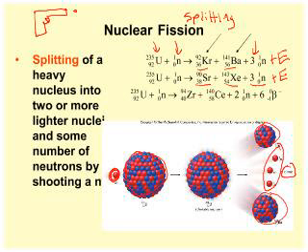So what are always the products of nuclear fission? Smaller nuclei, neutrons, and energy. So I should write that down. Smaller nuclei, that's the plural of nucleus, neutrons, and energy.